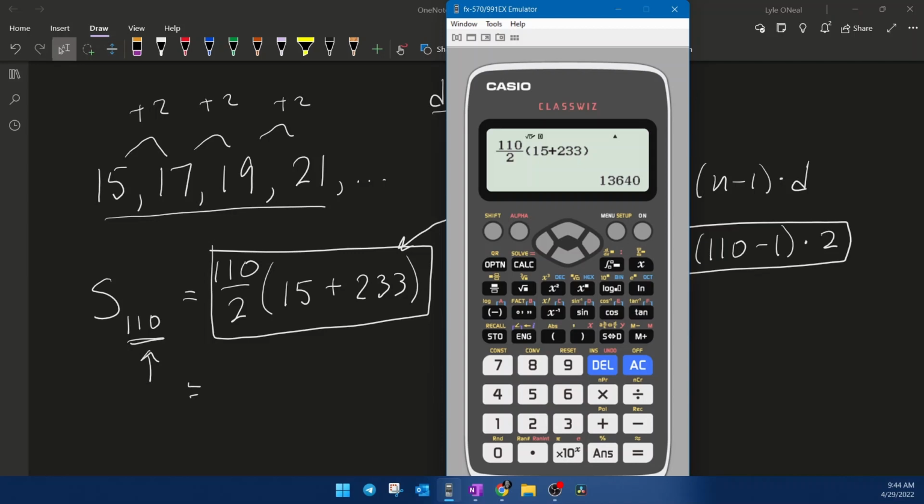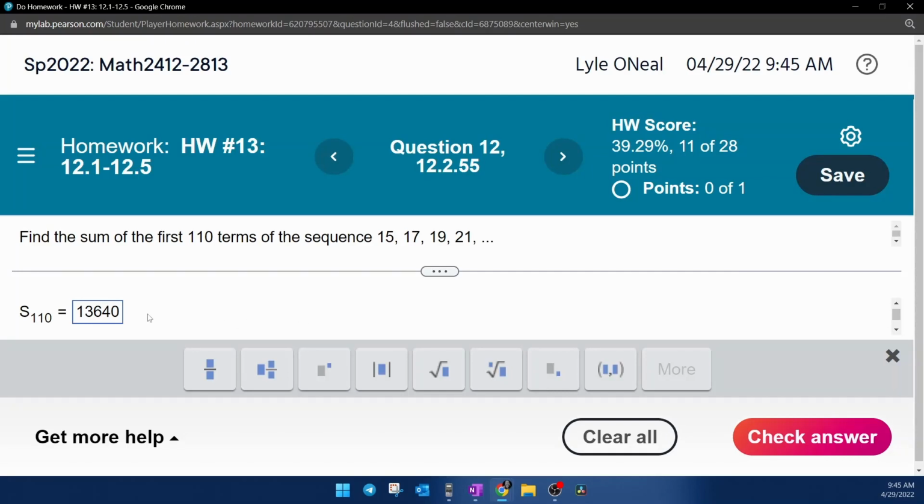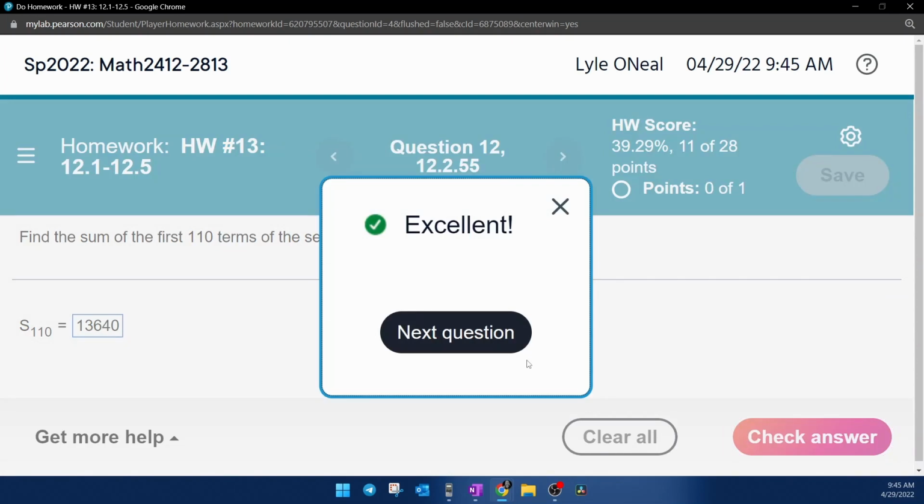Now, of course, you know you can do this calculation by hand, but if you have the ability to use a scientific or graphing calculator, you might as well go ahead and use it. That might avoid a human error. And so now that we have our sum, let's go back to MyLab Math and see how we did. And the sum of the 110 terms, 13,640, is correct. And that's going to do it for this problem.